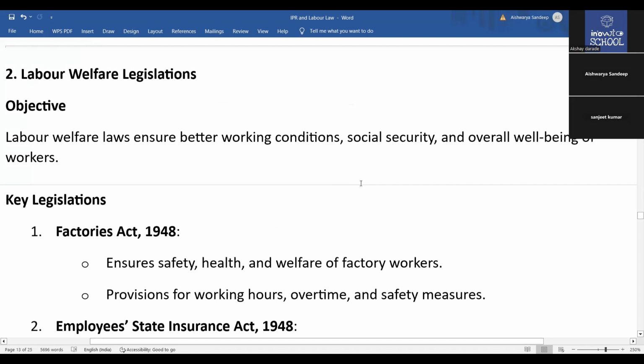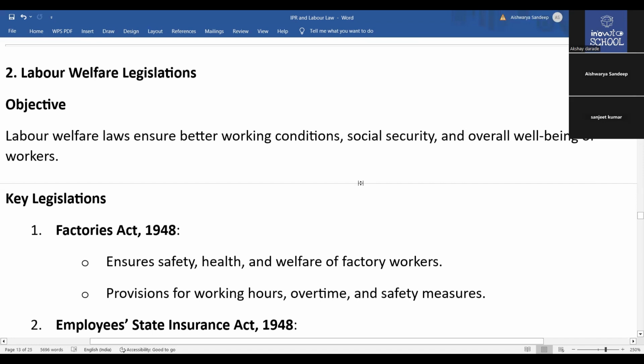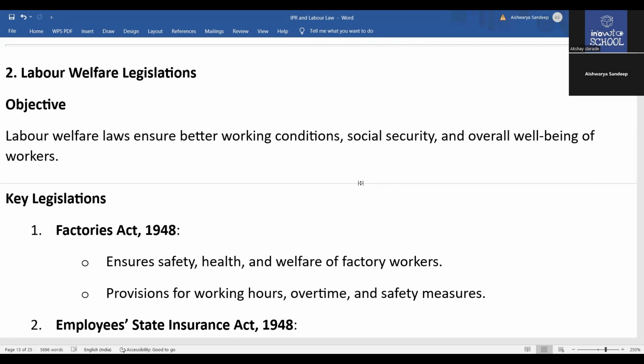You have your labor welfare organization. That is, organizations which work for the welfare of your laborers. So one act which promotes the same is your Factories Act. Your Factories Act basically talks about the safety, health, and work welfare of the factory workers.